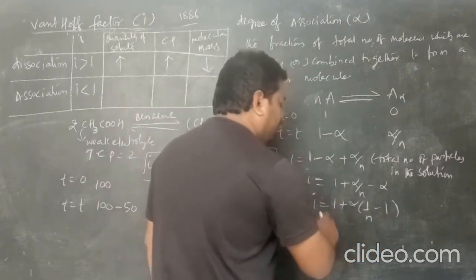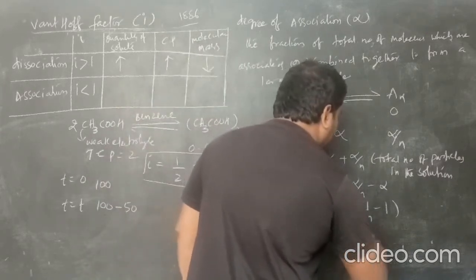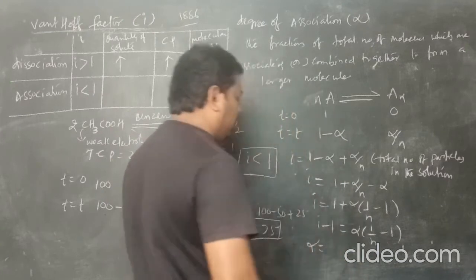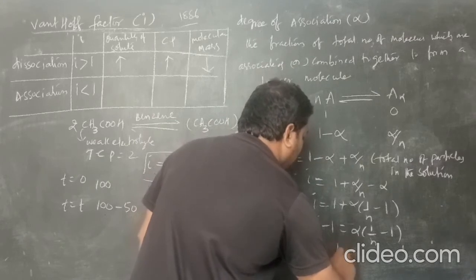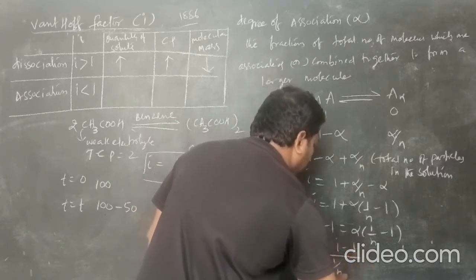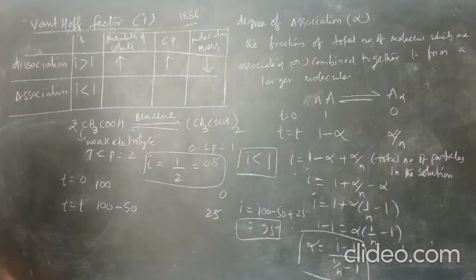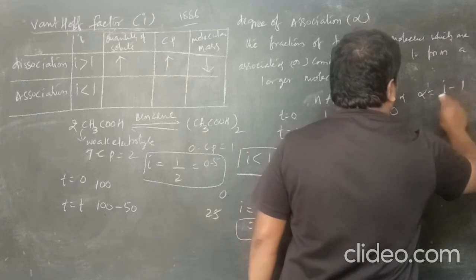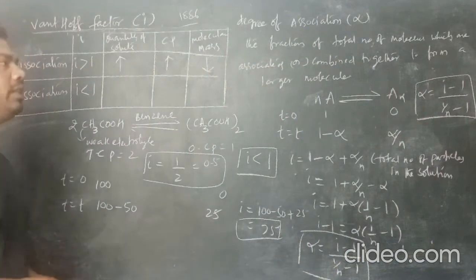Clear? So 1 is shifted to here, that becomes i minus 1, that is equal to alpha into 1 by n minus 1, or alpha is equal to i minus 1 divided by 1 by n minus 1. So this is the formula for the calculation of degree of association, that is alpha is equal to i minus 1 by 1 by n minus 1. So this is the formula for the calculation of degree of association alpha.